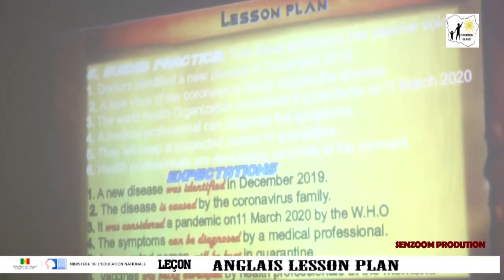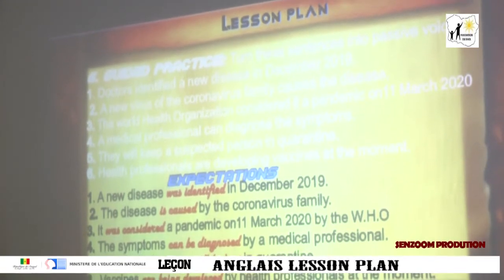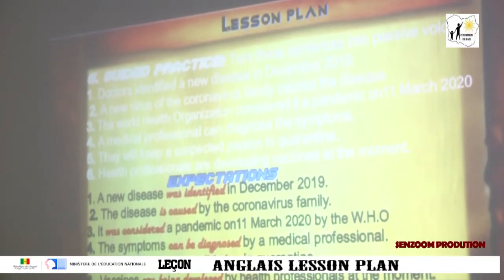Sentence number 5. A suspected person will be kept in quarantine. Future. We have here a future sentence in the passive voice. Will be. Kept is the past participle of the verb keep. So I asked the students also to try to memorize some irregular verbs, because the irregular verbs change in the past participle. They change.